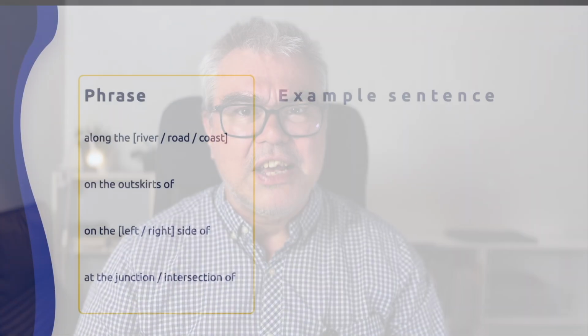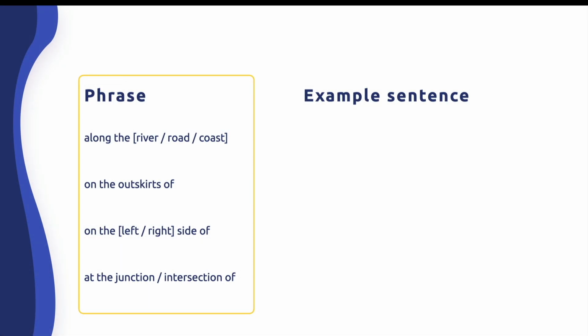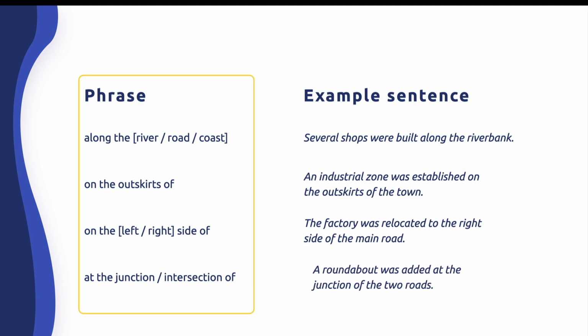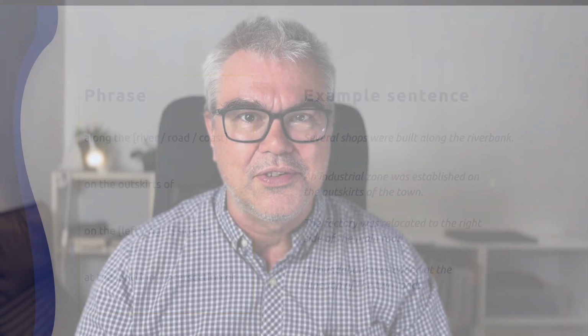And some example sentences. Several shops were built along the riverbank. An industrial zone was established on the outskirts of town. The factory was relocated to the right side of the main road. A roundabout was added at the junction of the two roads.